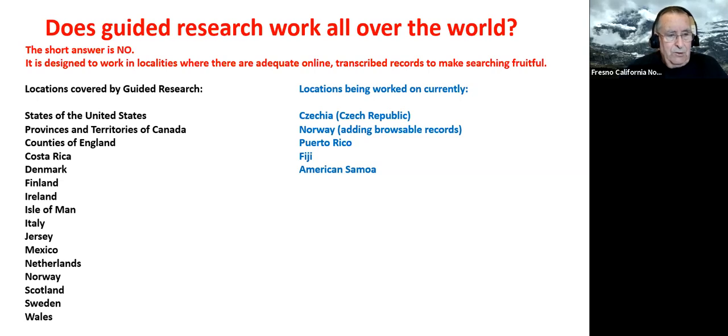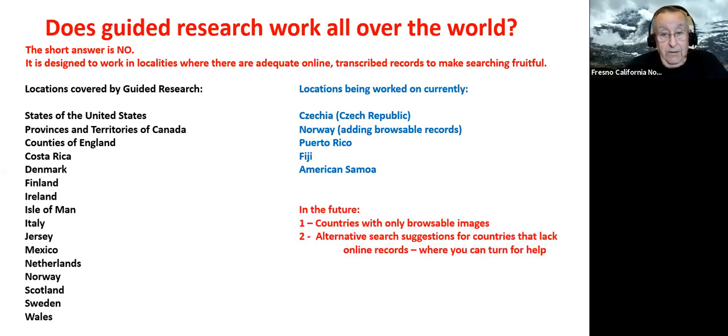You might wonder why those 3. That's because FamilySearch picks like 5 countries each year that they're going to focus on. And in 2020, Puerto Rico, Fiji, and American Samoa were 3 of the countries that they were really focusing on. And as time goes on, they will add even more.